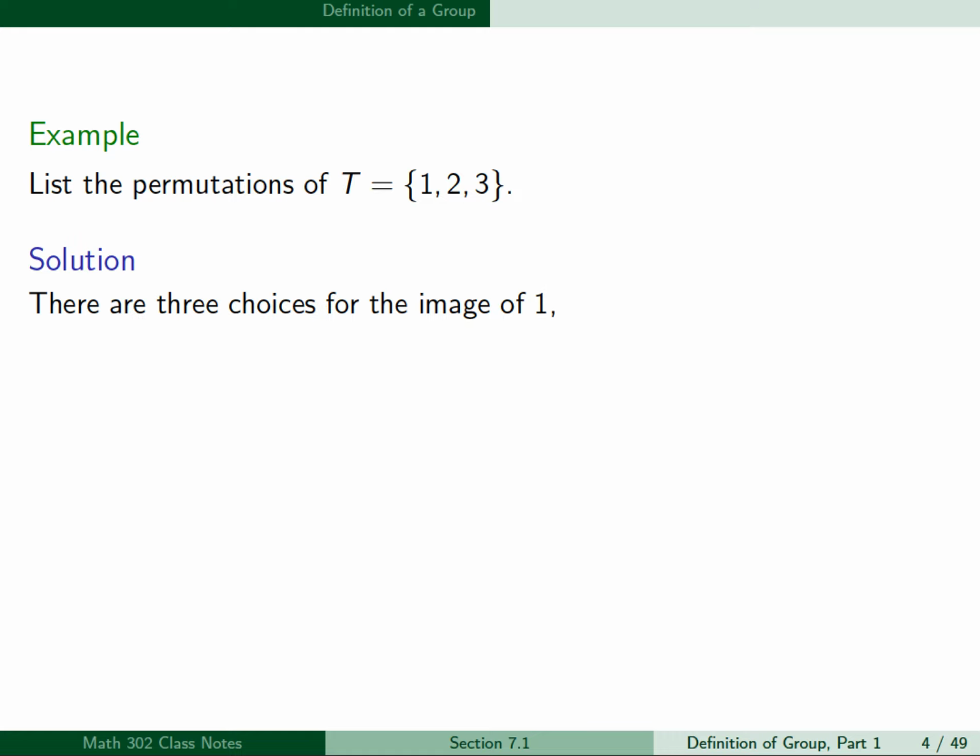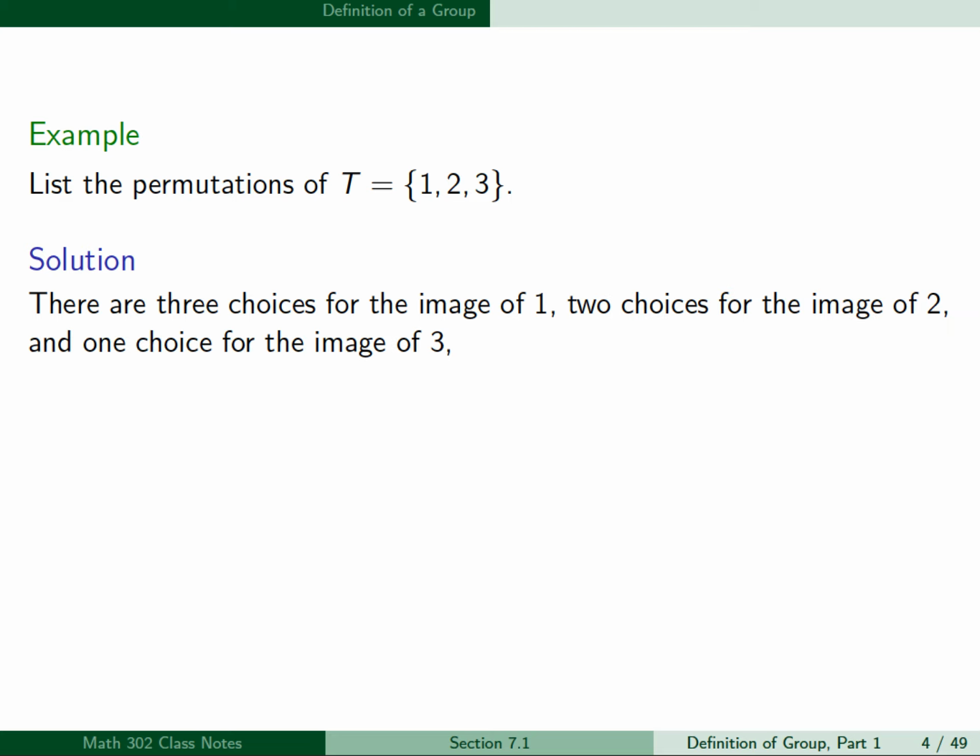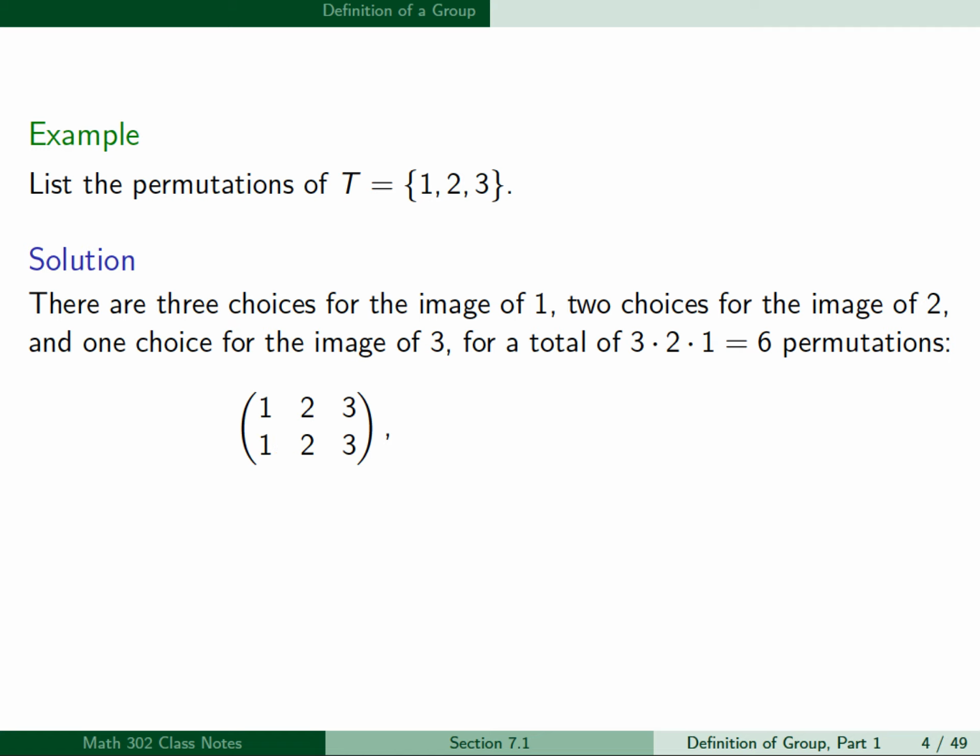First note that there are 3 choices for the image of 1, 2 choices for the image of 2, and 1 choice for the image of 3, for a total of 3 times 2 times 1, or 6 permutations. Since a permutation is a one-to-one correspondence from the set T to itself, we're not allowed to repeat any images. So first we have the permutation 1 maps to 1, 2 to 2, 3 to 3. Second, we have 1 maps to 2, 2 to 3, 3 to 1. Third, 1 maps to 3, 2 to 1, 3 to 2.